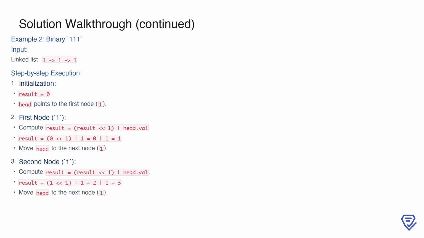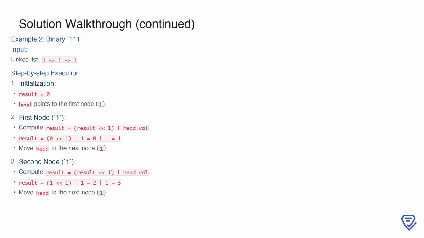For the first node, we calculate result = (result << 1) | head.val. Substituting the values, result = (0 << 1) | 1 = 1. This shifts the result left by one binary place, and the OR operation incorporates the current node's value. The updated result becomes 1.